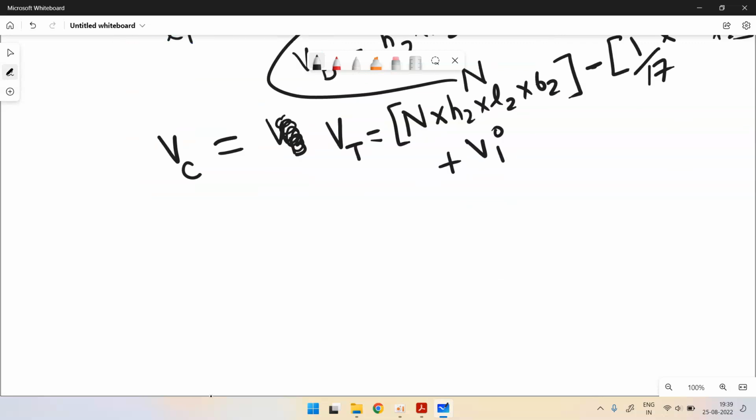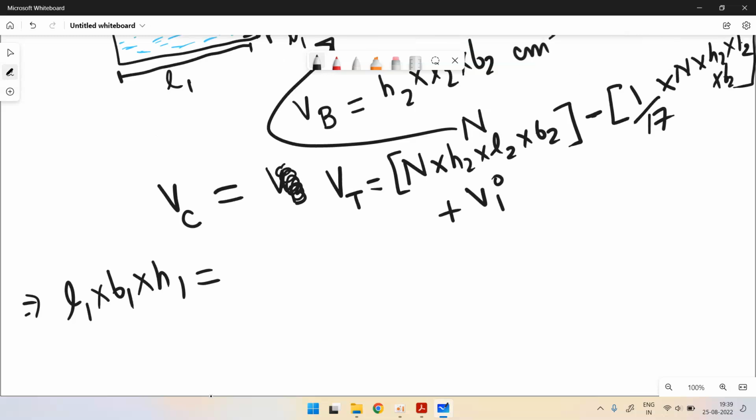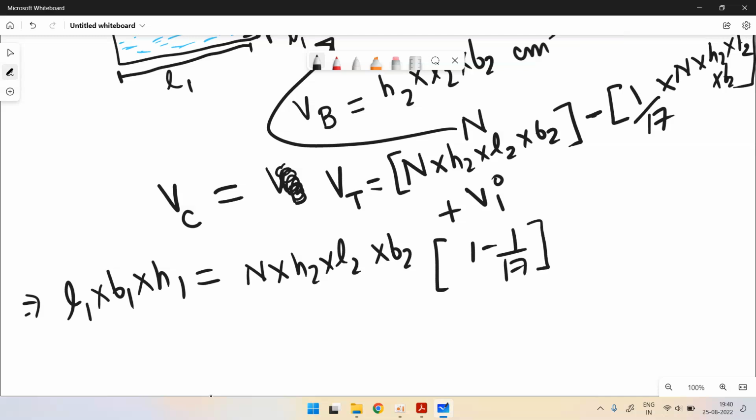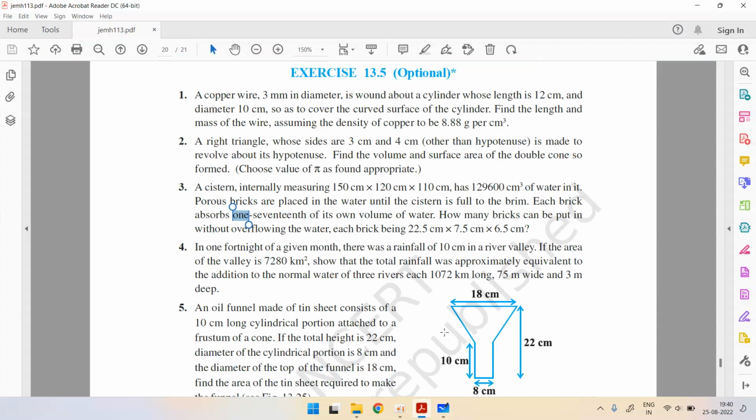Now you can simply write it as L1 B1 into H1 equals VT, which is this, N into this. See, here it is also N, also 1/17, so you can simply write N into H2 into L2 into B2 common, minus 1/17, plus Vi. Initial, what is it? It is given in the question as 129,600.